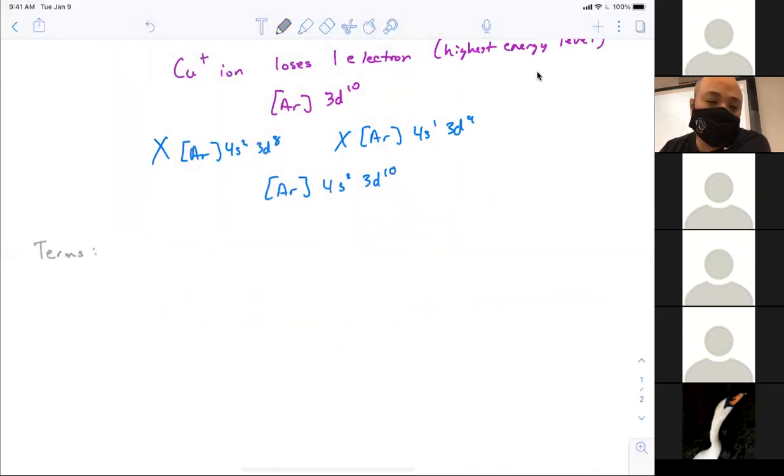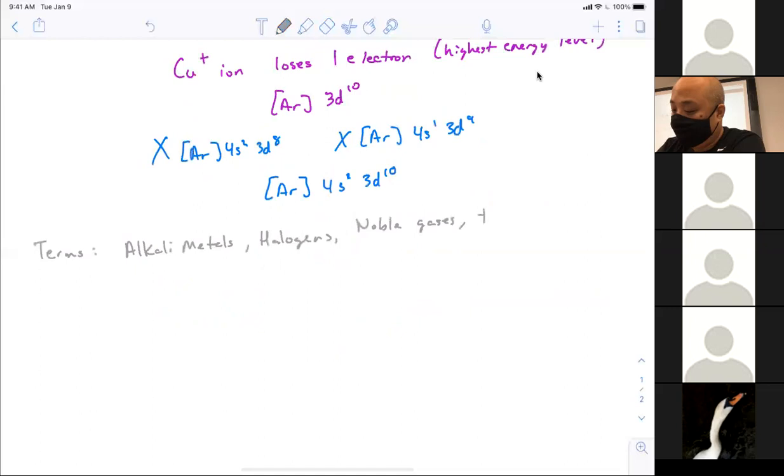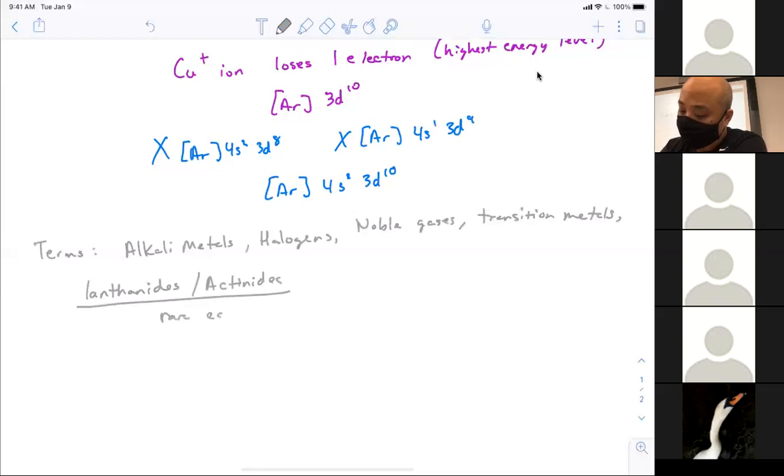A couple of terms with the groups or sections of the periodic table that you should be familiar with. Alkali metals. We'll talk about the reactions of those later. Halogens, noble gases, transition metals, the lanthanides and actinides. Those are your rare earth metals. Those are the two rows at the bottom.